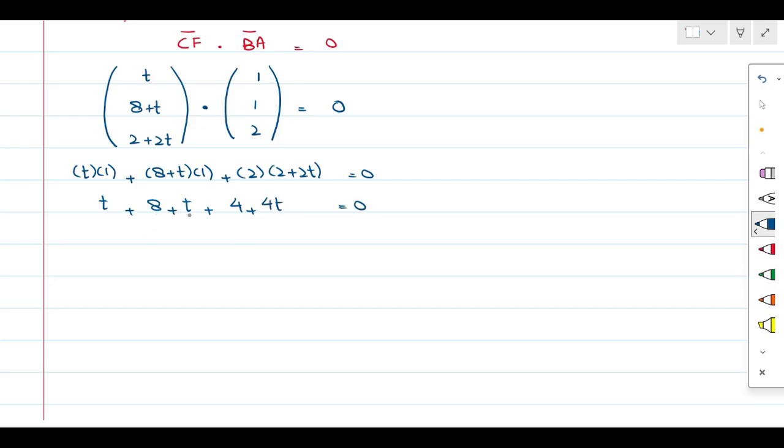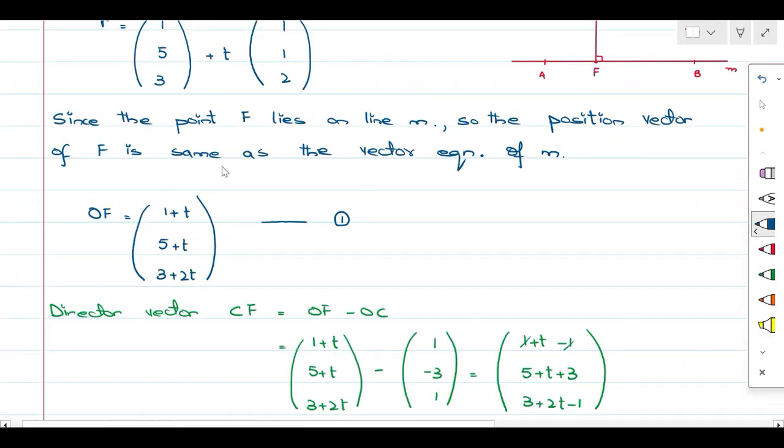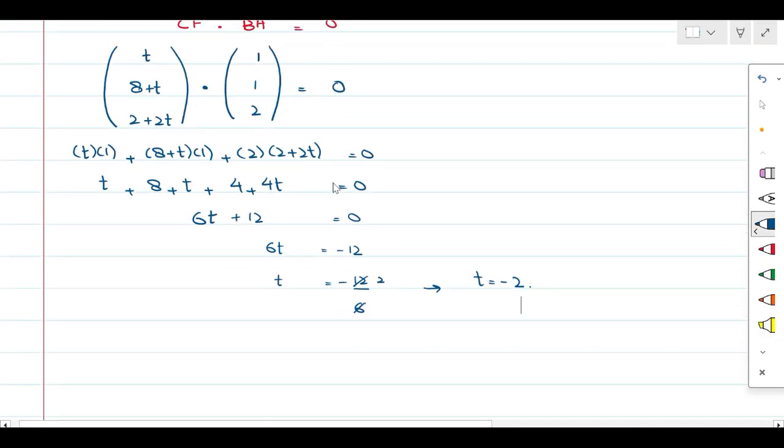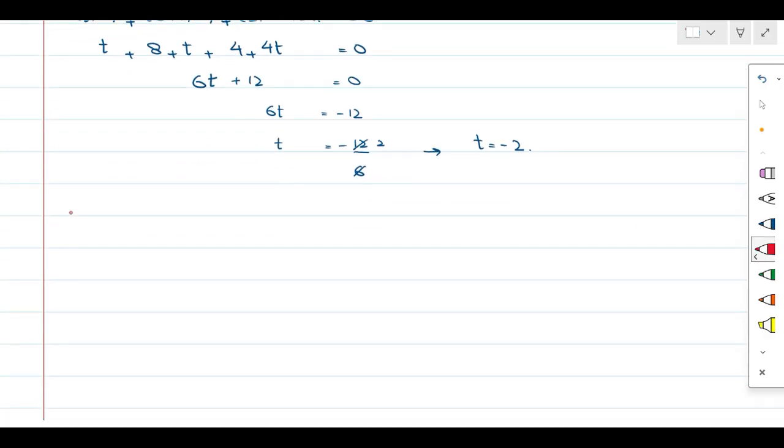So this is t plus 8 plus t, 2 times 2 is 4, plus 2 times 2t is 4t, equals 0. Now t plus t plus 4t is 6t, and 8 plus 4 is 12, equals 0. So now 6t equals negative 12, and t equals minus 12 divided by 6. 6 times 2 is 12. So from here the t value is negative 2. Now plug this t value into your equation 1.